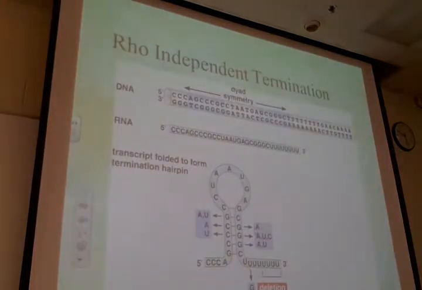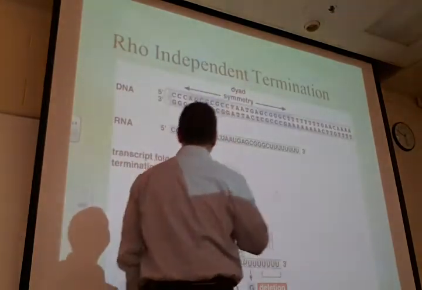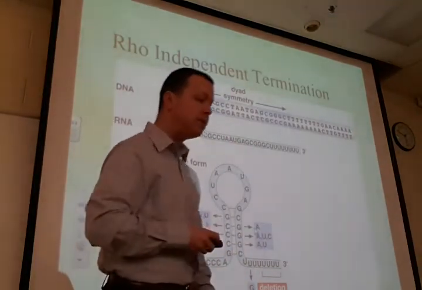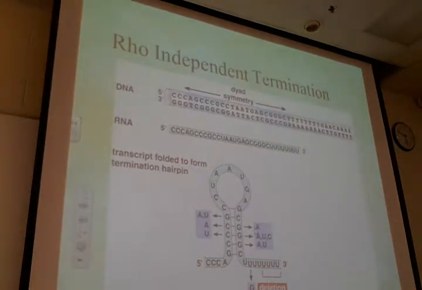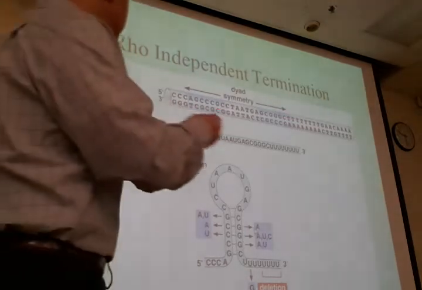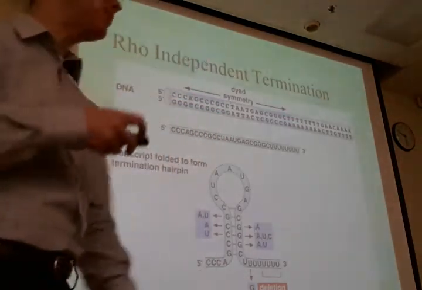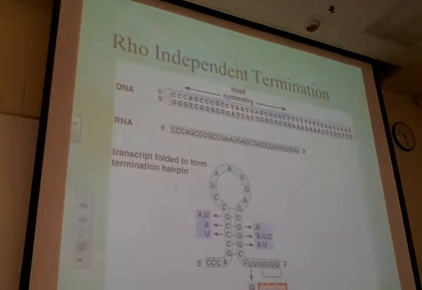The other type is called Rho-independent termination. This does not require any extra protein, especially Rho, so that's why it's called Rho-independent. This is built into the gene as well. So there's no rut sequence, but there is this particular sequence, which I don't think has a name, at the end of the gene. So here's the Rho-independent terminator. And this is interesting too.